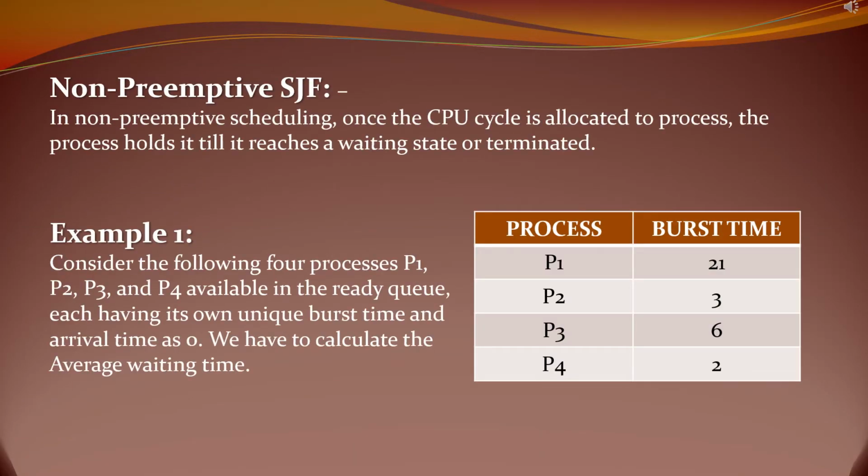Now we will know what non-preemptive SJF is. In non-preemptive scheduling, once the CPU cycle is allocated to a process, the process holds it till it reaches a waiting state or terminates. Now we will discuss an example of this non-preemptive SJF. Consider the following four processes, P1, P2, P3 and P4, available in the ready queue, each having its own unique burst time and arrival time as 0. We have to calculate the average waiting time.